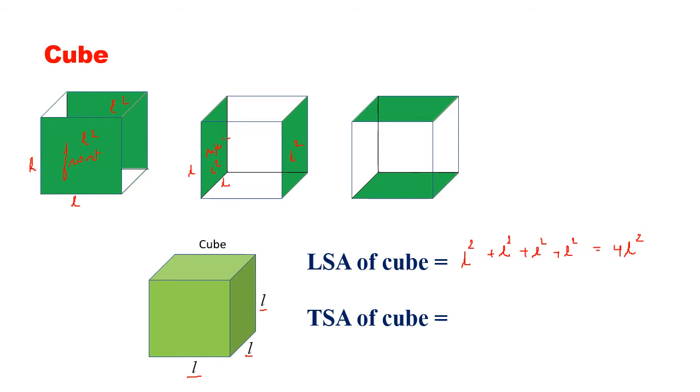And if you look at the total surface area, then look at the floor, which is also L square because the sides are the same. And the ceiling is also L square. So total surface area of a cube is 6L square. So lateral surface area of the cube, the 4 walls of the cube, is 4L square and the total surface area is 6L square. That is the area.